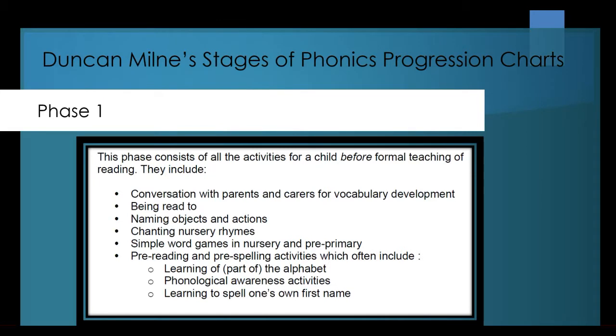He has 5 phases of this phonics progression, and the first phase begins before the child has even been taught any formal reading. It begins with conversations with their parents and being read to, by naming objects and actions and chanting nursery rhymes, by learning to spell their own name.